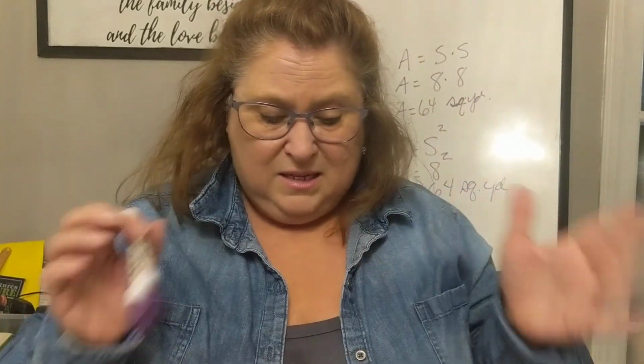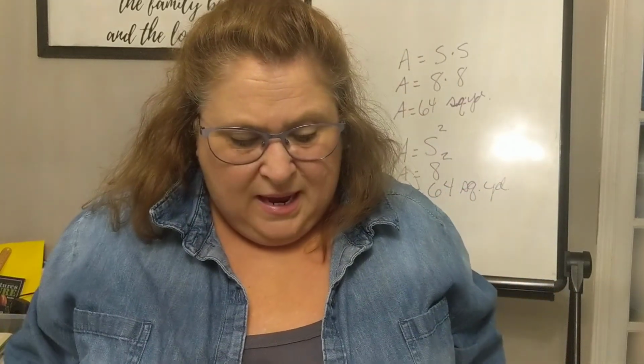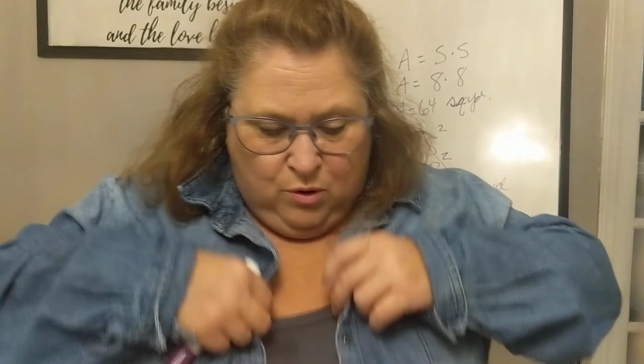7 squared, we're just multiplying the base by itself. 8 squared, 8 times 8. 9 squared, 9 times 9. 10 squared. 11 squared. And 12 squared. Okay, go ahead and look at section 3. It says write the square root by counting from 1 to 12.